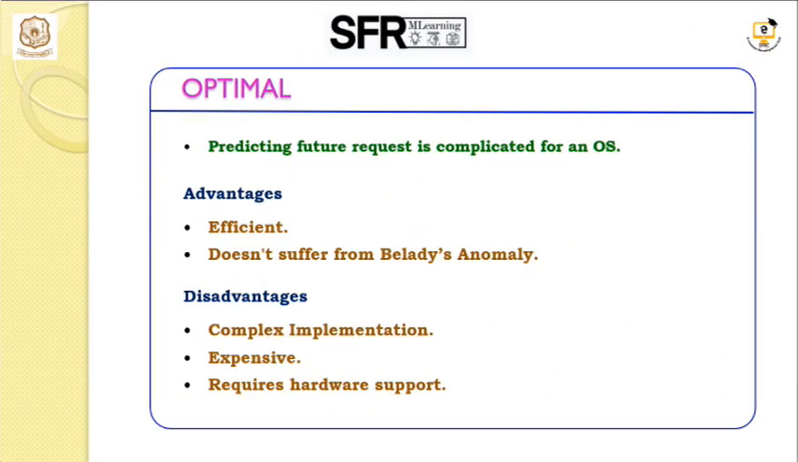So, these are the advantages and disadvantages of the optimal page replacement algorithm. The main disadvantage of using the optimal algorithm is that predicting future requests is complicated for an operating system. Yes, it is very complicated to find out the upcoming frames. The advantages are that it is more efficient than FIFO and it does not suffer from Belady's anomaly. A few disadvantages are that it is complex to implement, it is expensive, and it requires a lot of hardware support.